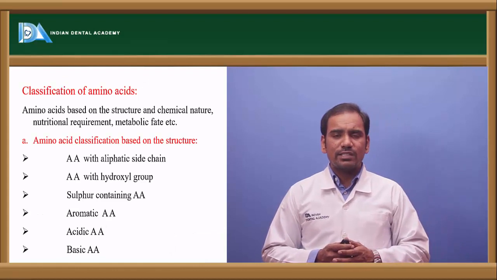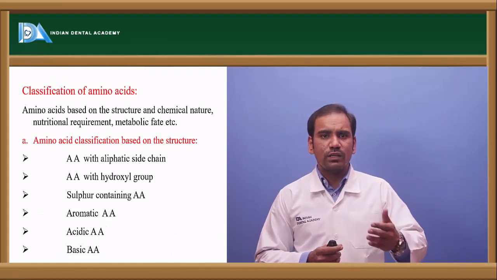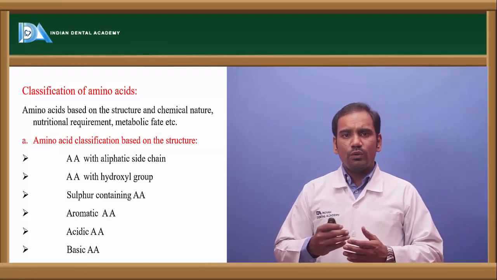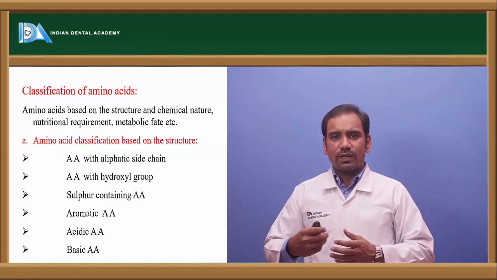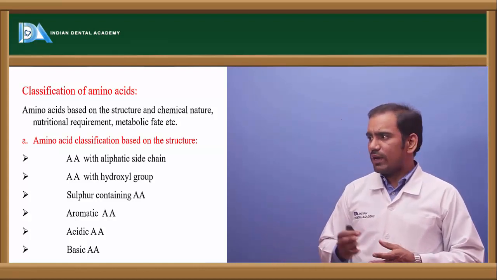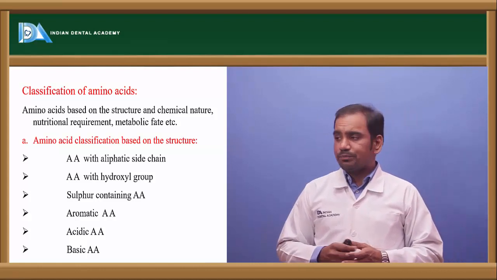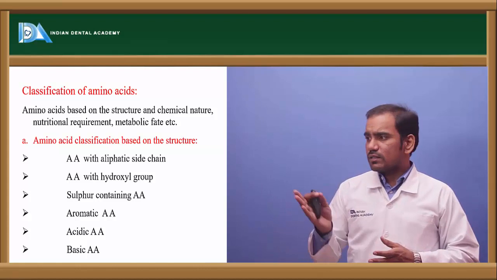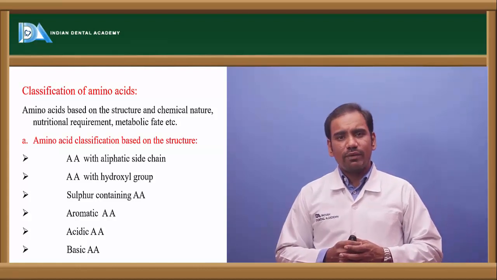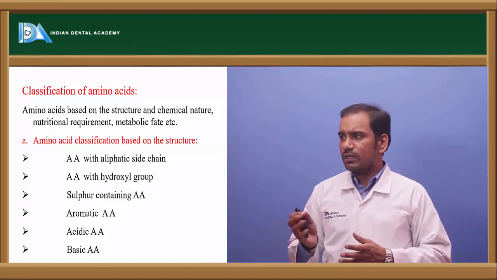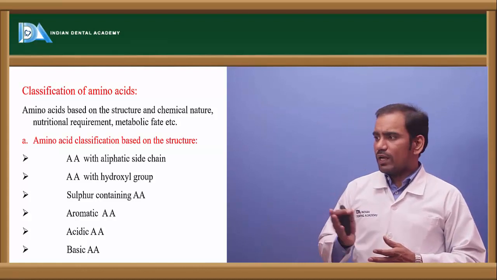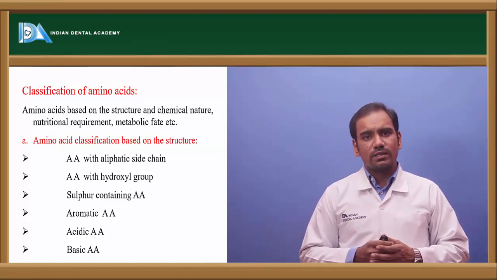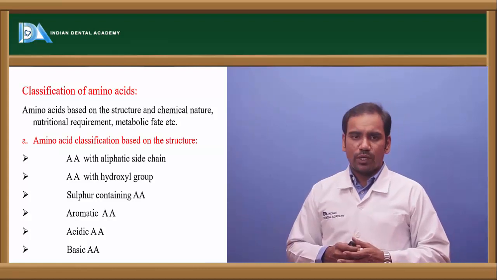Now coming to the classification of amino acids. We have seen what proteins are and what amino acids are. Now we will see how these amino acids are classified. They are classified based on their structure, with subclassifications like amino acids with aliphatic side chains, amino acids with hydroxyl group, amino acids having sulfur in their side chain, and aromatic amino acids, acidic amino acids and basic amino acids.